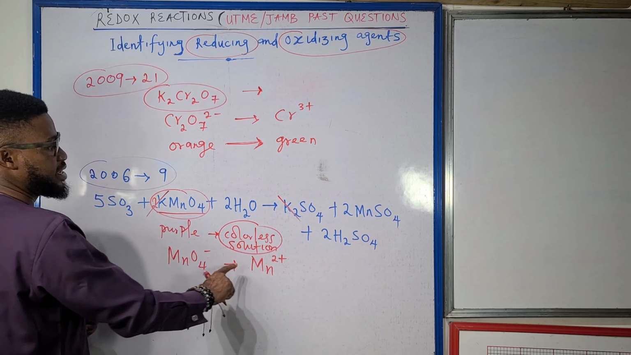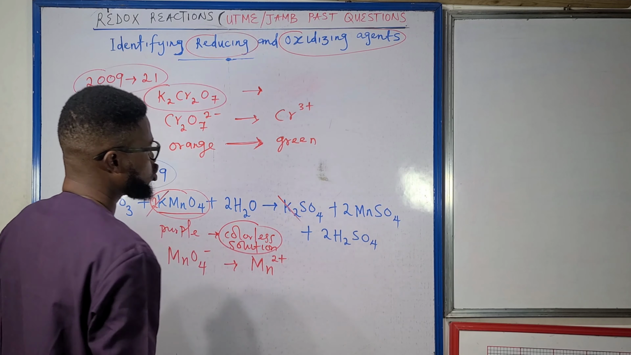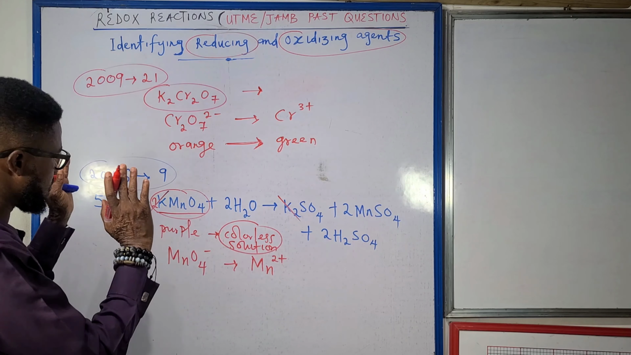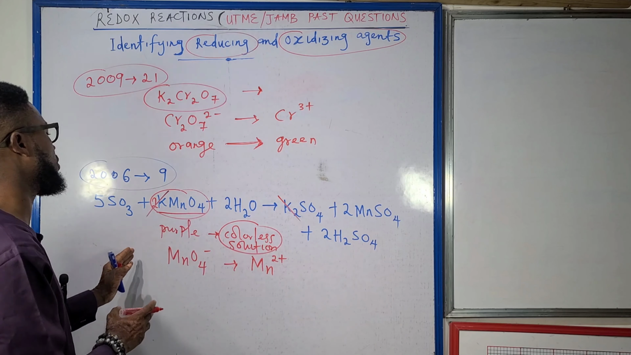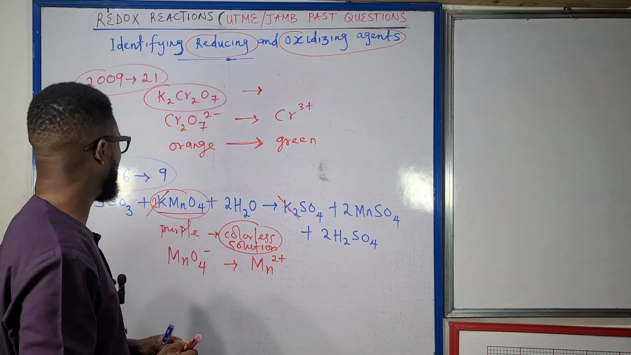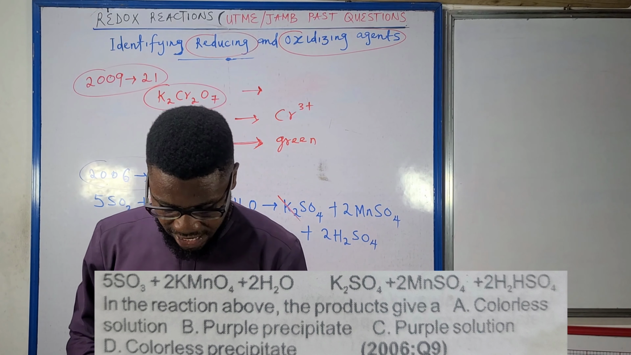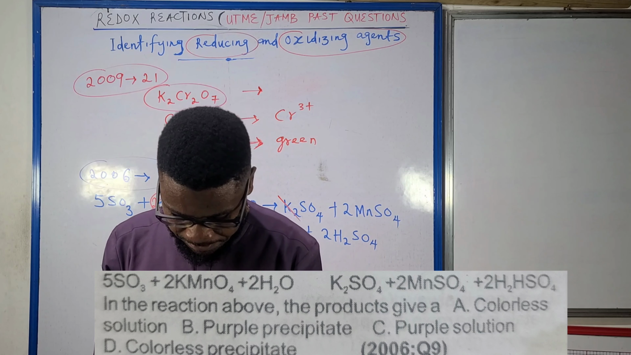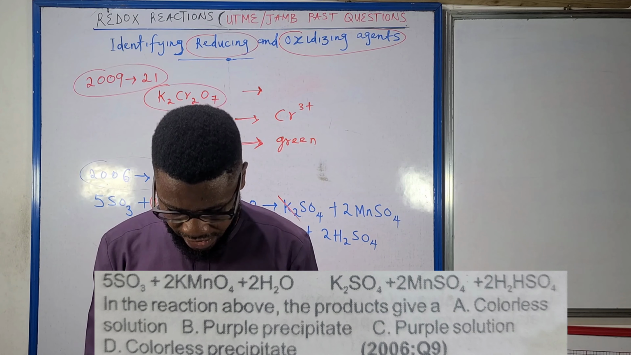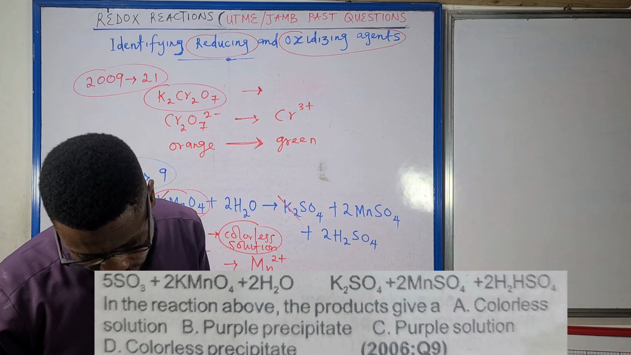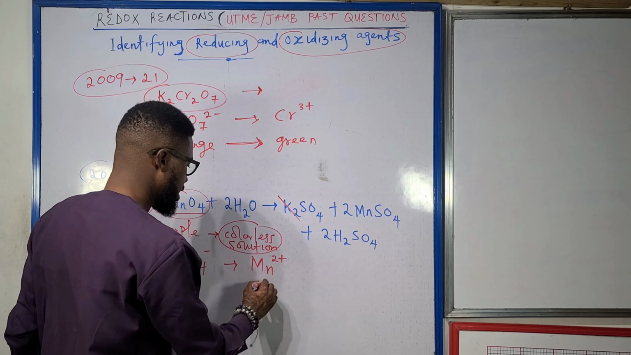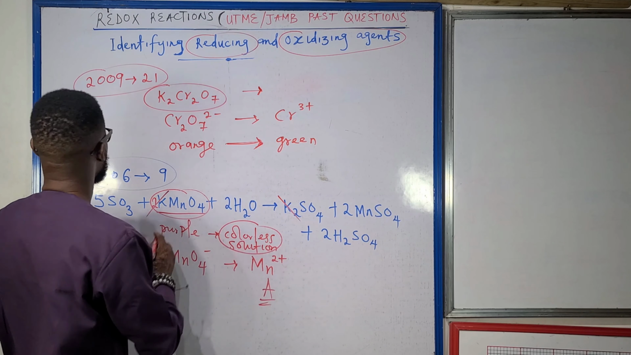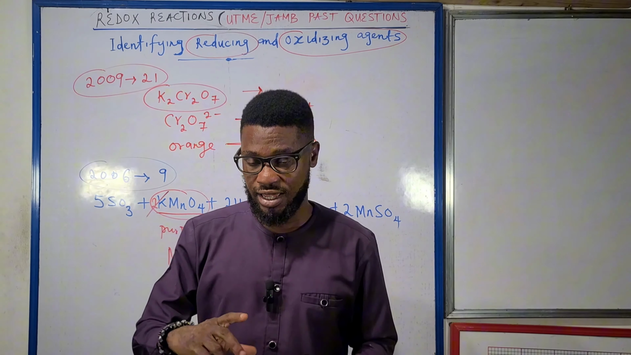But the thing is this: the tetraoxomanganate ion here is going to give us 2Mn2 plus. Whenever you deal with KMnO4, it is going to be from a purple solution to a colorless solution. If you look at that particular question, 2006 question 9, the correct option is option A. You're going to have a colorless solution. Option A is the correct answer.